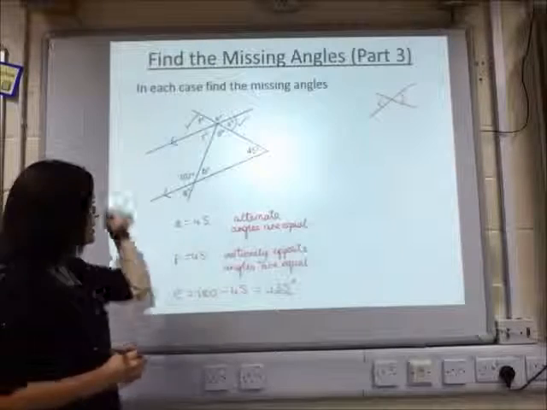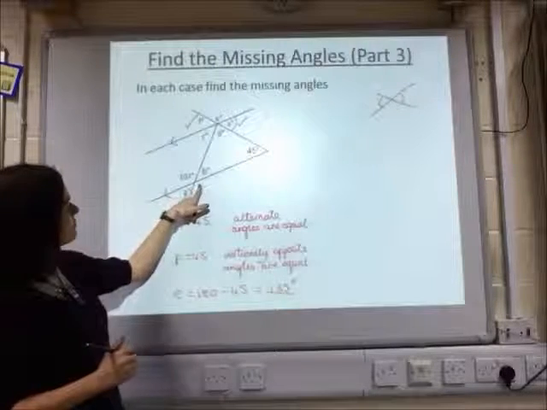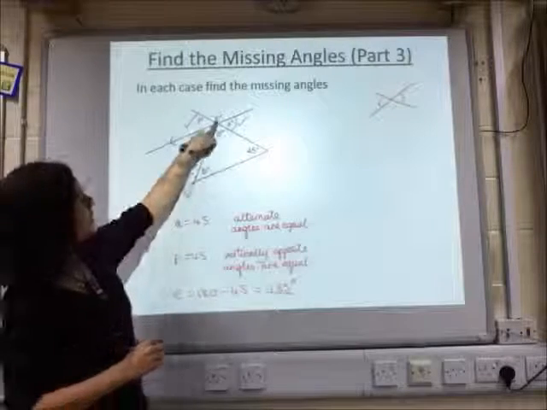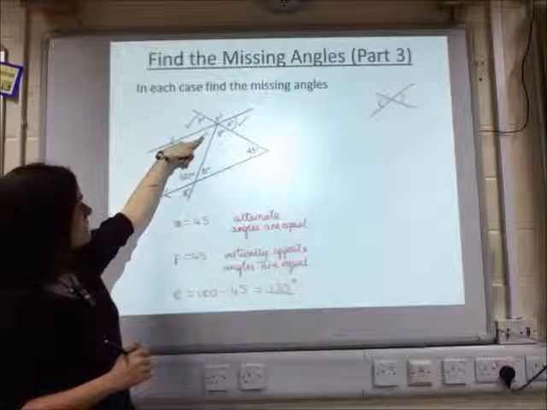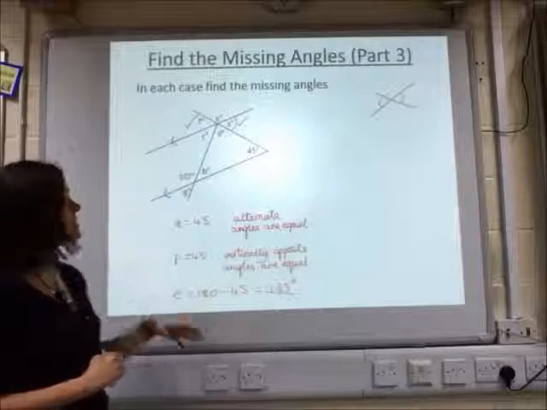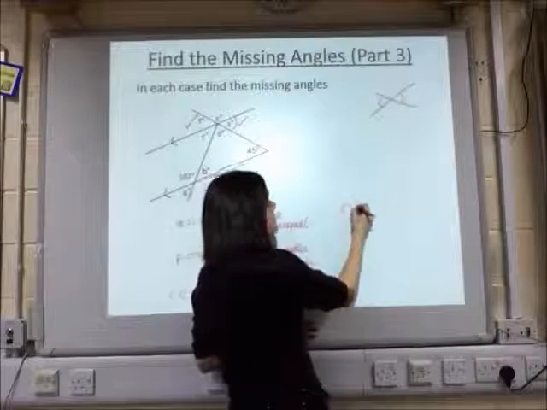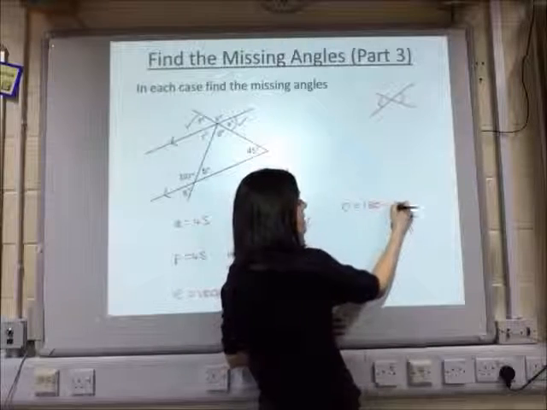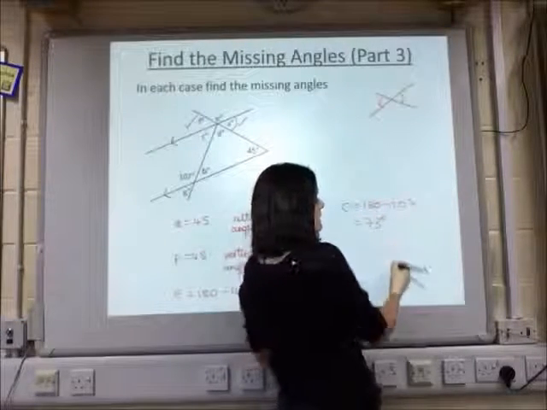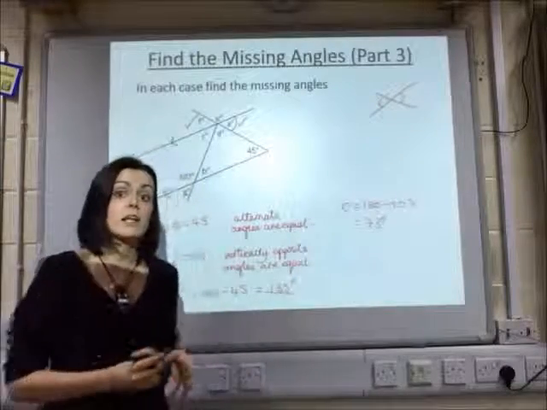Where can we go next? Well, if I go down here for a second, I can see that I've got parallel lines here and a C shape. So angle C is interior with angle 107. That means they add to 180. So C will be 180 take away 107. That will be 73 degrees, and that's because interior angles add to 180.